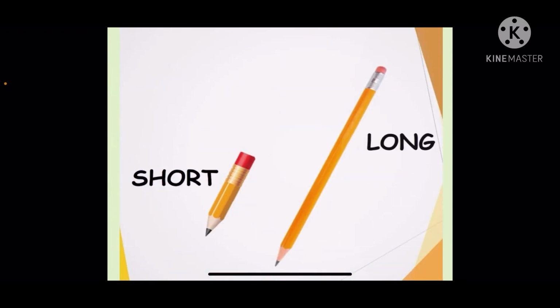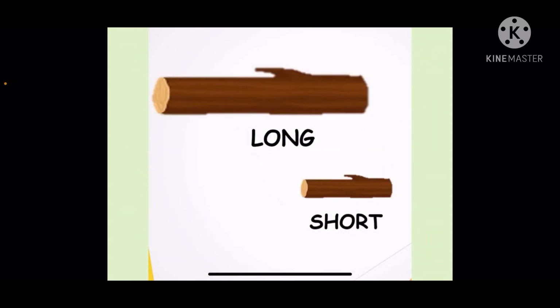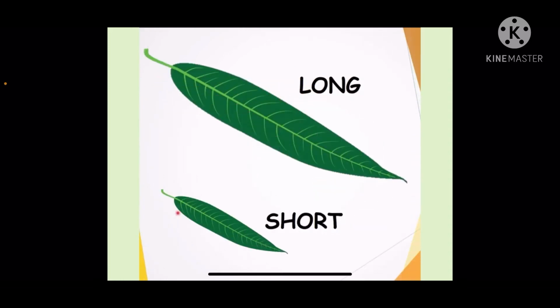Now in this picture, children, you can see the first pencil is short and the second pencil is long. Now in this picture, the logs of wood, the first log is long and the second log is short. Here are the leaves. So the first leaf is long in length and the second is short.